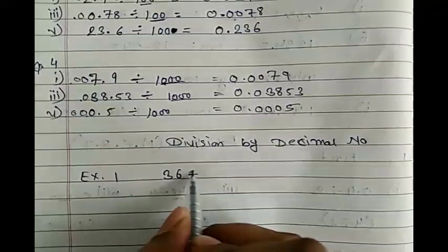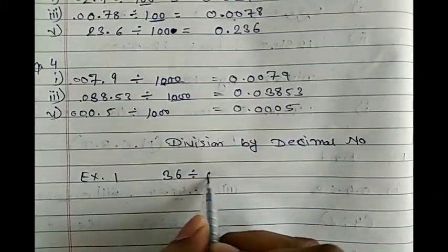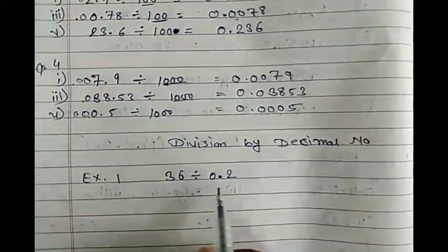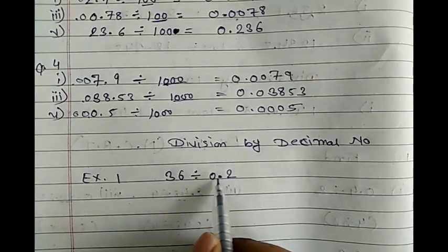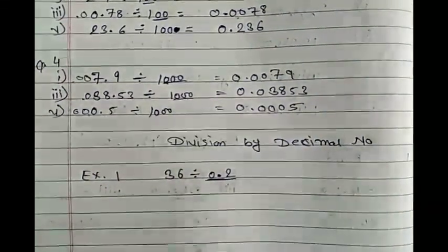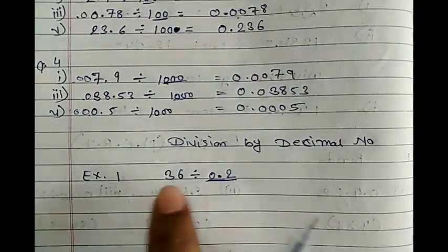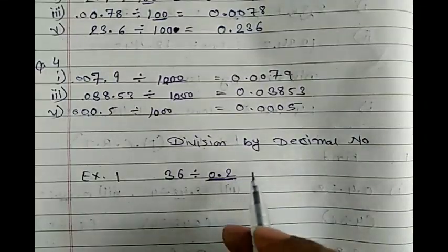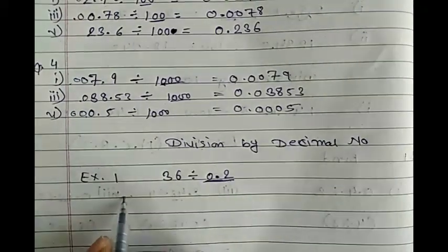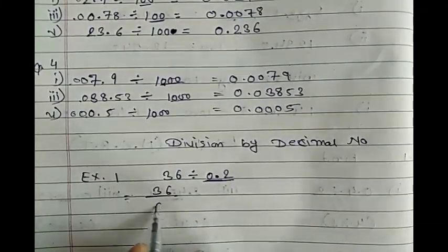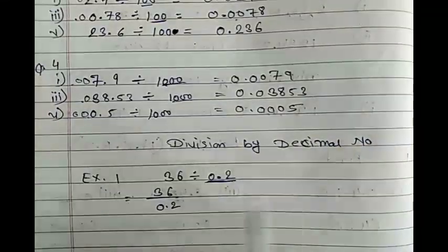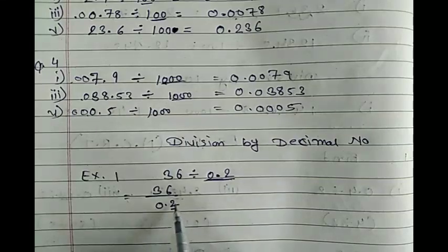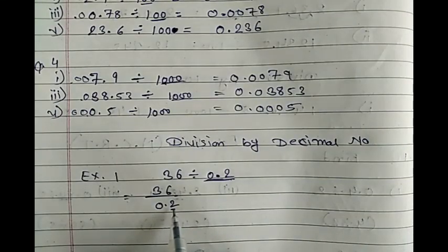Divide 36 by 0.2. Now, the divisor is a decimal number, so you cannot directly divide 36 by 2. The first thing we have to do is convert the 0.2 into a whole number. So we write in fractional form, 36 upon 0.2. Now to remove the decimal from 0.2, there is only one digit after the decimal, so we have to multiply by 10, so we get only 2.